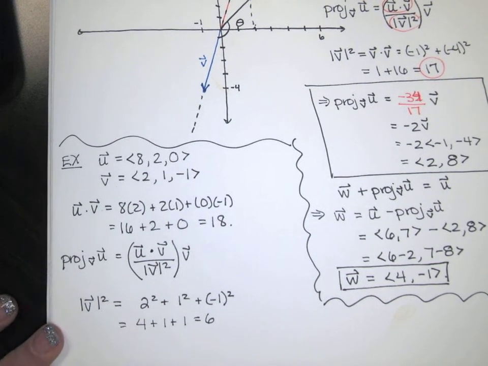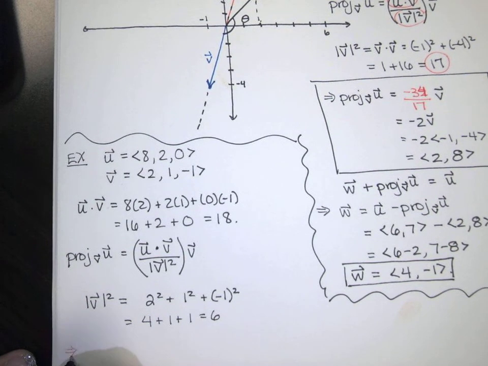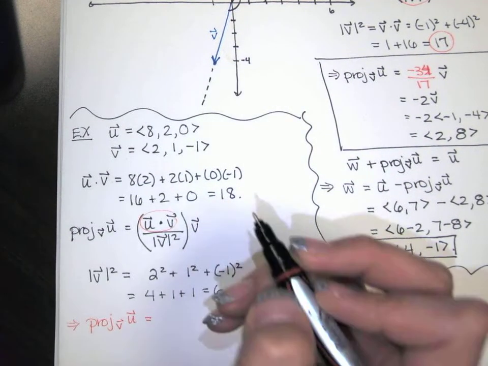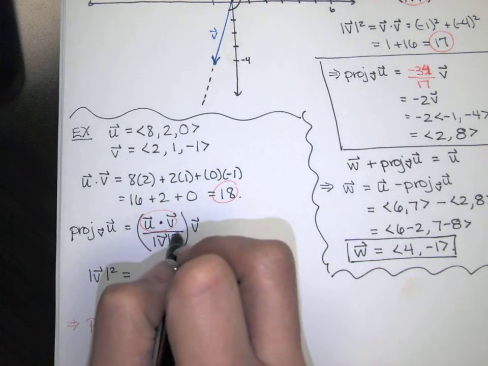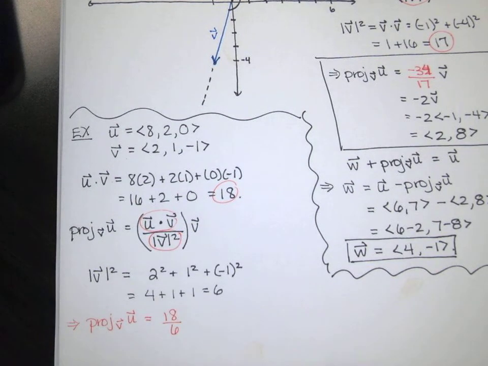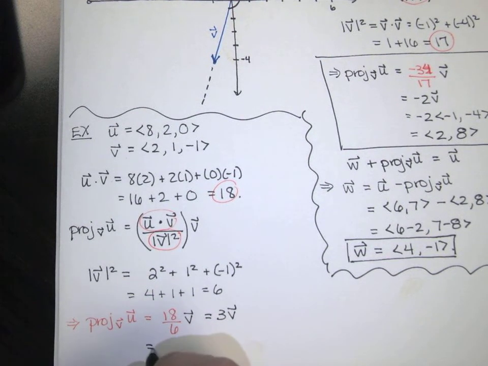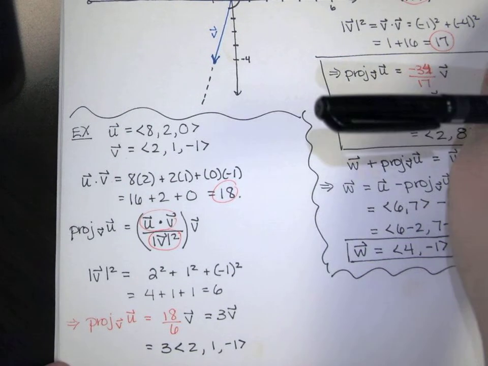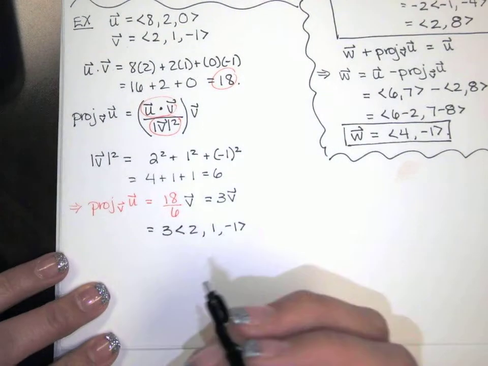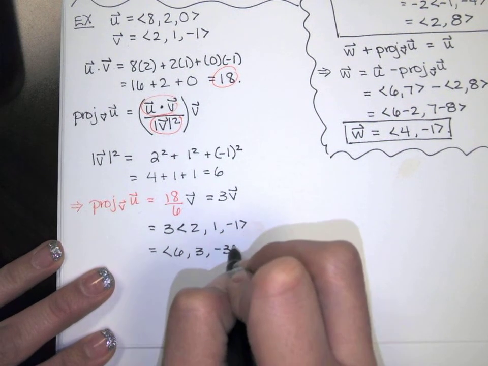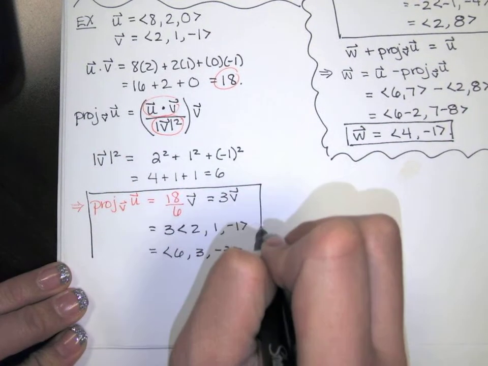So we can substitute those two pieces in. So we've got the projection of U onto V. Well, that's just the dot product, 18, divided by the length of V squared, which is 6, times the vector V. So I get 3 times the vector V, and then I just multiply. I'll write my vector V in, and I'm going to distribute that scalar. It's in the same direction as V, that's good, 3 times as long. And that's the projection of U onto V.